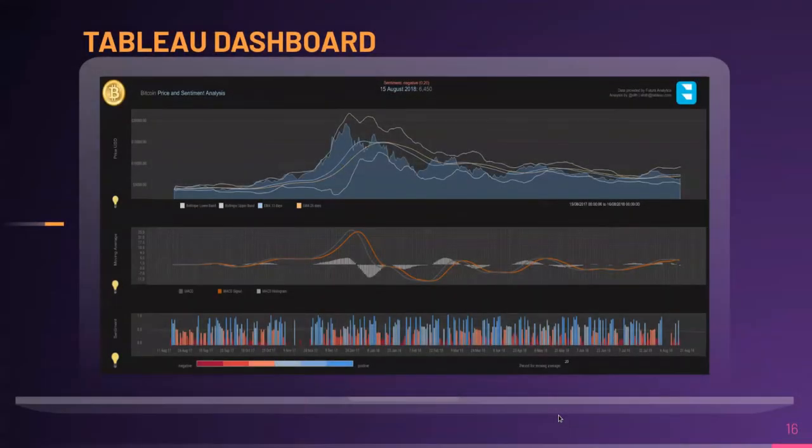Hi, I'm Chinmay, and this is the dashboard we have created using Tableau. The first graph plotted is the prediction of live prices of Bitcoin and its moving average. The second is the sentiment analysis. The third is the sentiment score. The positive values have been highlighted in blue, while the negative have been highlighted in red.